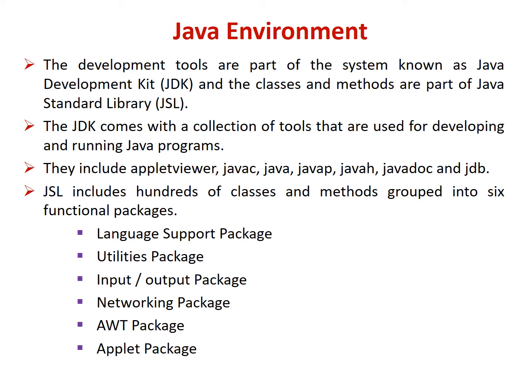JSL includes hundreds of classes and methods grouped into 6 functional packages. The first one, Language Support Package. It contains a collection of classes and methods required for implementing basic features of Java. Utilities package, it is a collection of classes to provide utility functions such as date and time. Input output package, a collection of classes required for input output manipulation. Networking package, a collection of classes for communicating with other computers via internet.